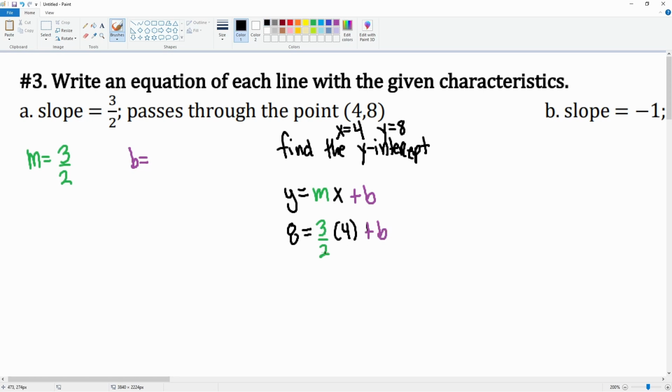So we're essentially solving for b. So let's do 3 divided by 2 times 4. If you plug this into a calculator, this becomes 12 divided by 2, which is 6. So this should be 6. Bring everything else down, 8 and plus b. To get b alone, we subtract 6 from both sides, and this cancels, leaving you with 2 is equal to b. Notice now you have the y-intercept, so b equals 2. Now you can just write the equation. Y is equal to 3 over 2x, then we add the y-intercept of plus 2. There you go. You just have to find the y-intercept first.